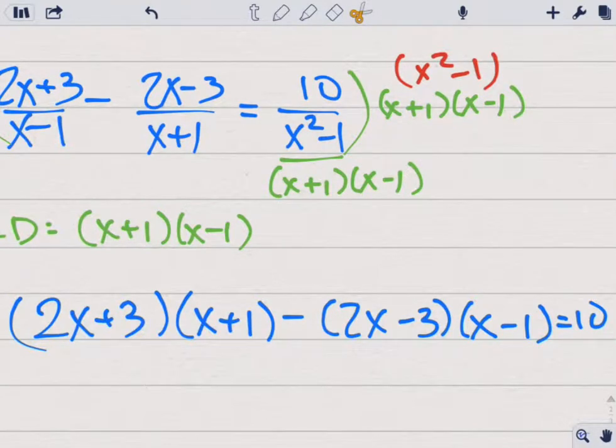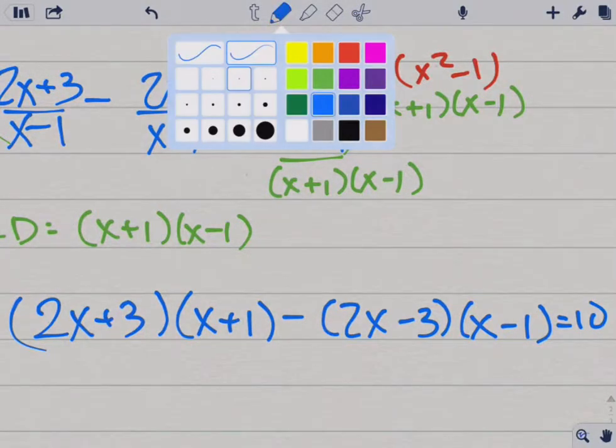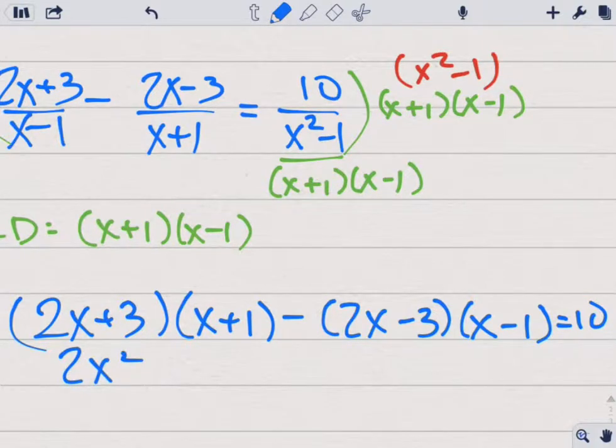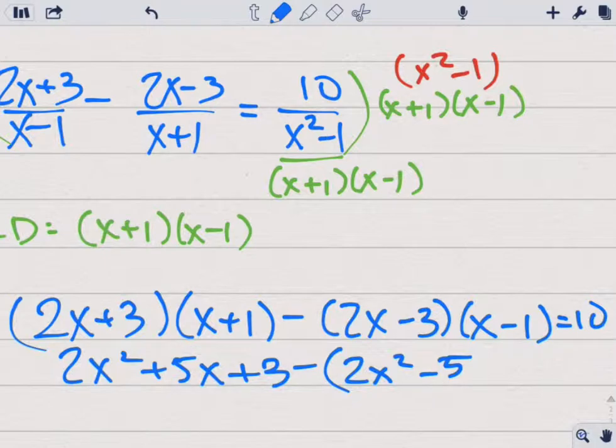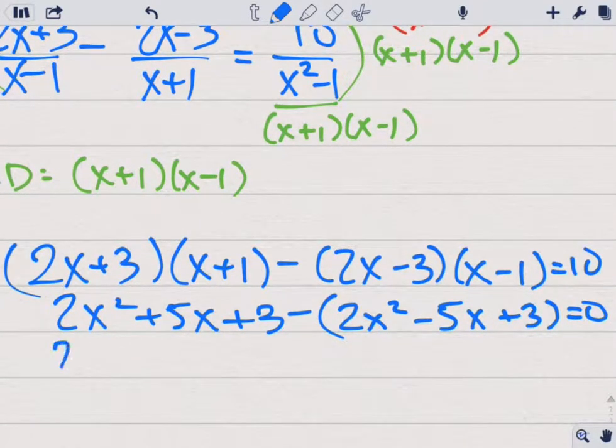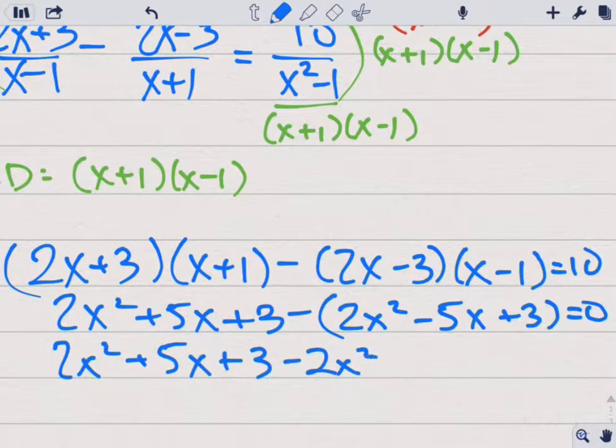Okay, so now a FOIL. We have 2x squared, outside is 2x, inside is 3x, that's 5x. 3 times 1 is positive 3. Make sure you keep up with your parentheses, your negative. Here, 2x minus 1, negative 2x minus 3x is negative 5x. Negative 3 times negative 1 is positive 3, equals 0. Now I distribute that negative. Negative 2x squared plus 5x minus 3. Stuff cancels.